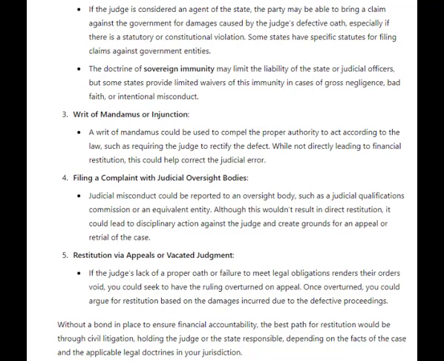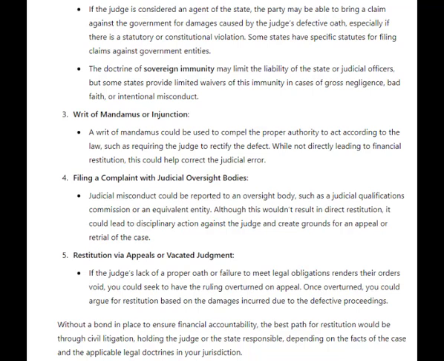4. Filing a complaint with judicial oversight bodies. Judicial misconduct could be reported to an oversight body, such as a Judicial Qualifications Commission or an equivalent entity. Although this wouldn't result in direct restitution, it could lead to disciplinary action against the judge and create grounds for an appeal or retrial of the case.